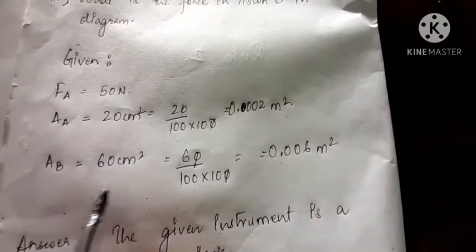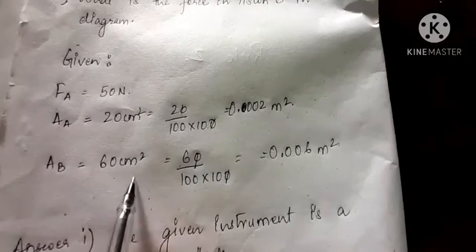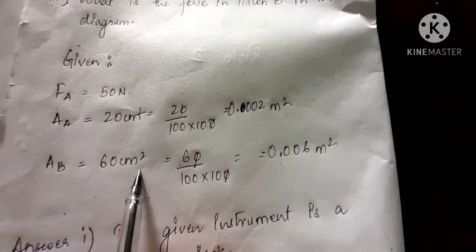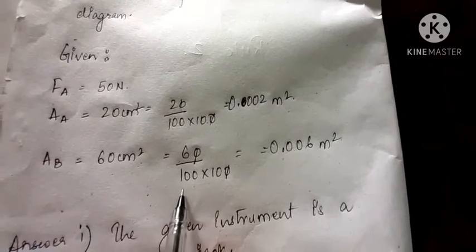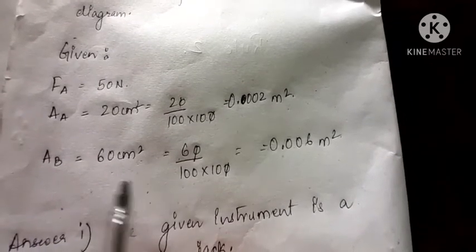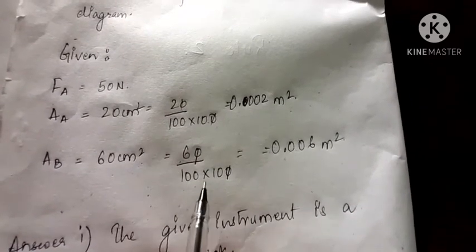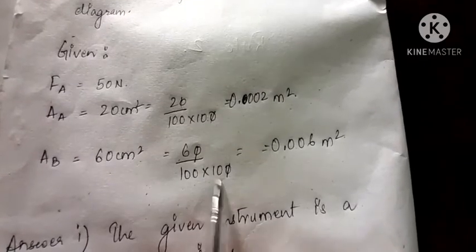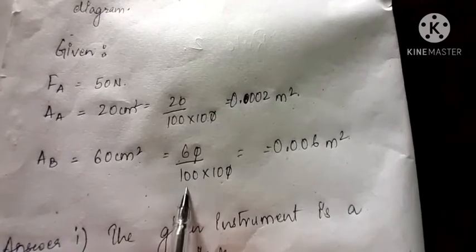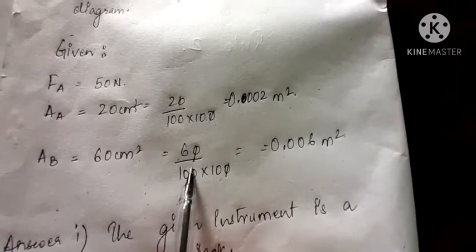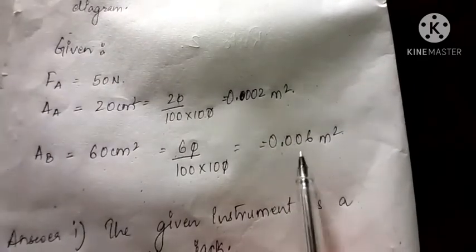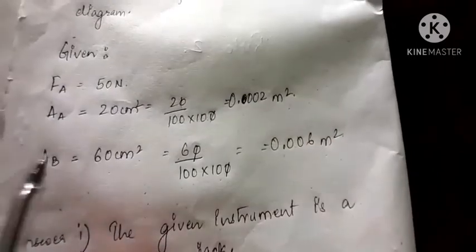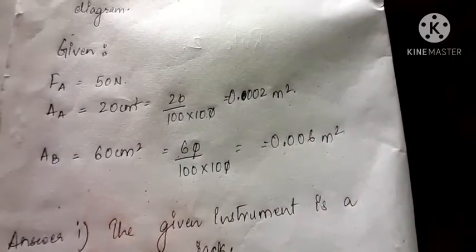Similarly for B, 60 centimeter square, I have to convert it into meter square. 60 divided by 100. Since it is square, I'll divide by another 100. Square means 2 times, so 100 into 100. I'll cancel the zeros, so the answer that I get is 0.006 meter square. So I've got my area of A and area of B.